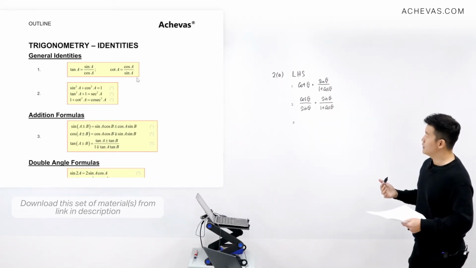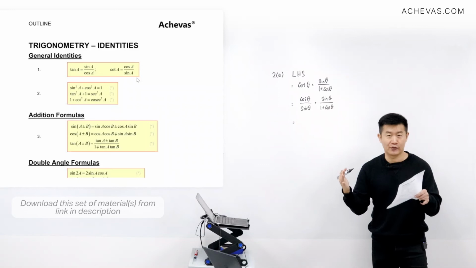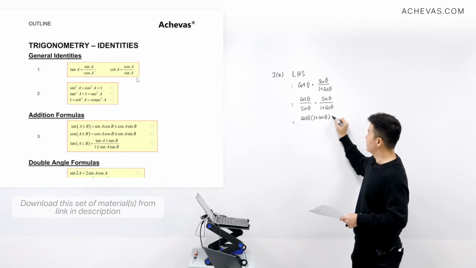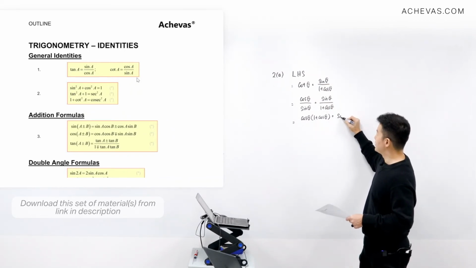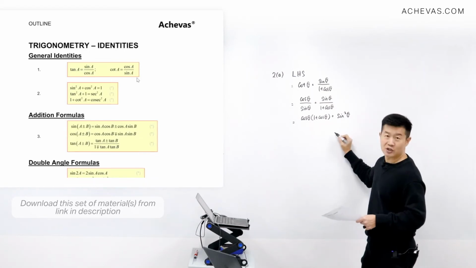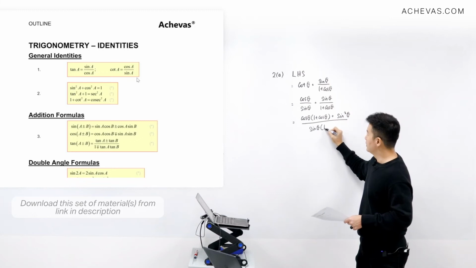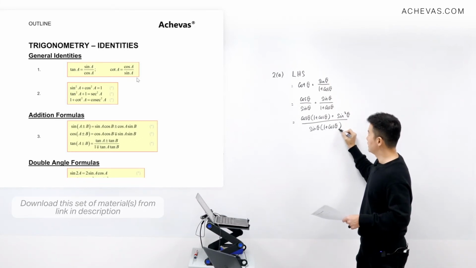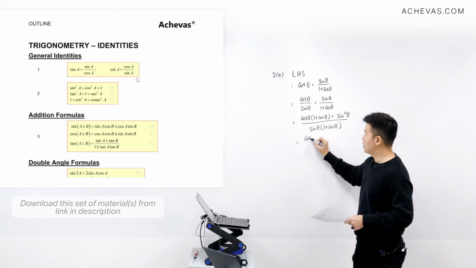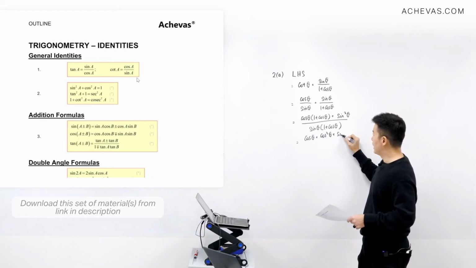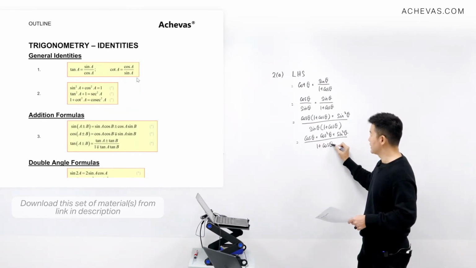So what I'm going to do is combine this into one single fraction. If I combine this into one single fraction, it will be cosine theta times (1 plus cosine theta), plus sine theta times sine theta, which gives me sine square theta. This is divided by sine theta times (1 plus cosine theta). So we have cosine theta plus cosine square theta plus sine square theta, divided by 1 plus cosine theta.